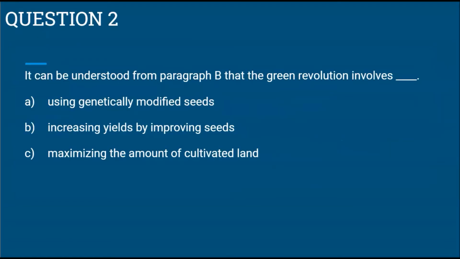This is question 2. In question 2, we are asked this. It can be understood from paragraph B that the Green Revolution involves one of these. So now you can pause the video to be able to carefully read the question.